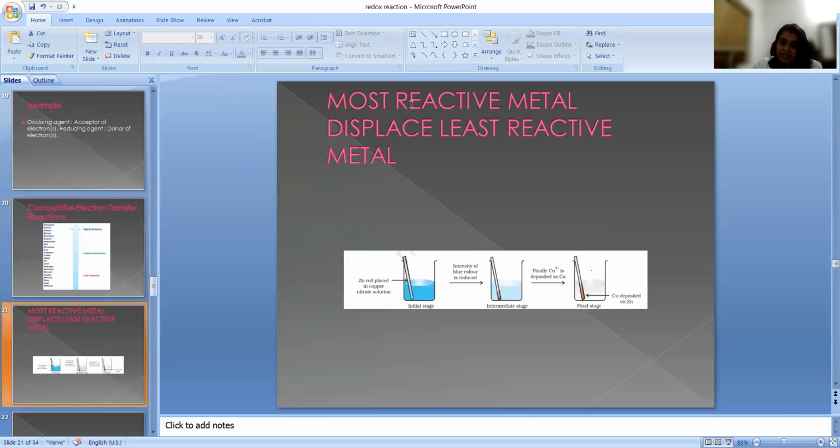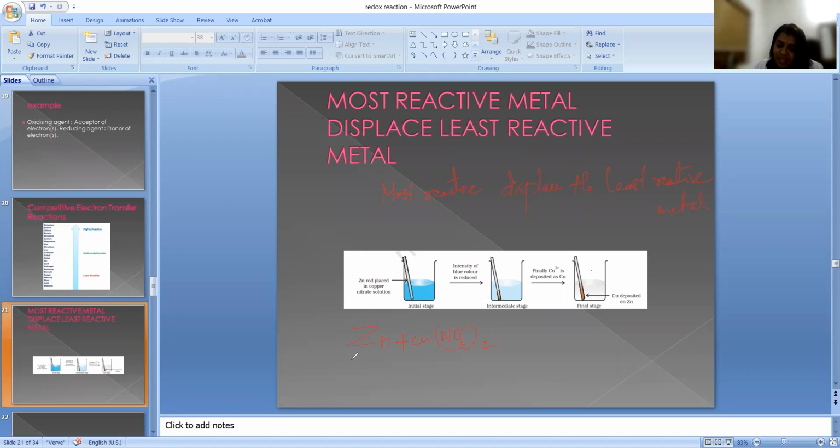Here we are going to discuss the metal displacement reaction. In a metal displacement reaction, what is important is that the most reactive metal displaces the least reactive metal. Okay, displaces the least reactive metal. So let us see the case. That case we can see here. Here you are going to put zinc in copper nitrate. Okay, zinc in copper nitrate here.